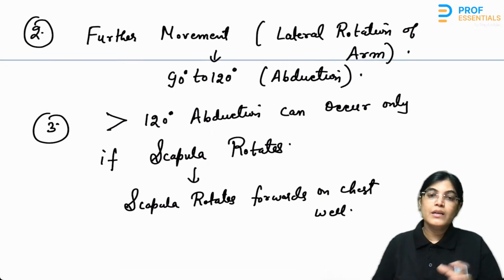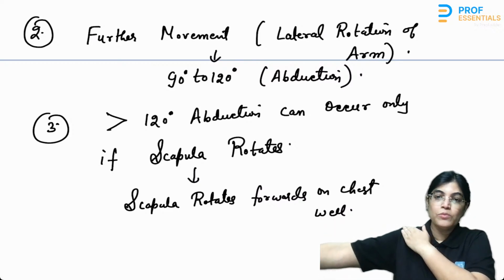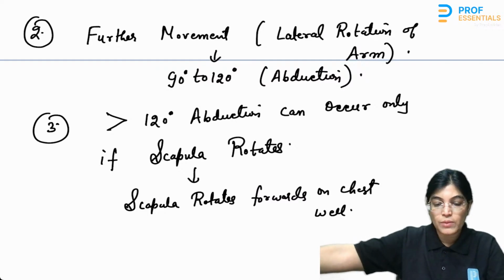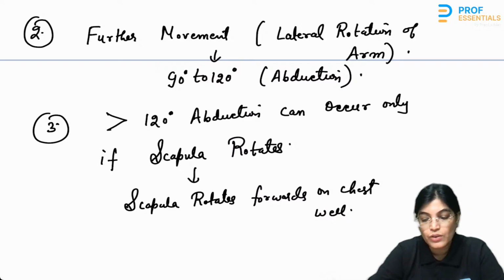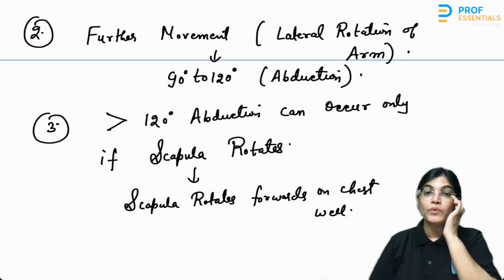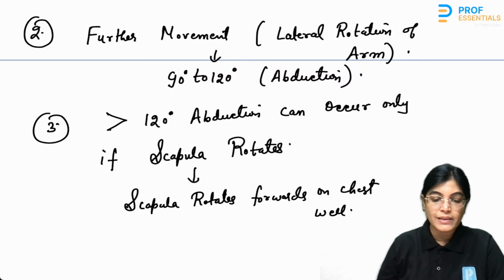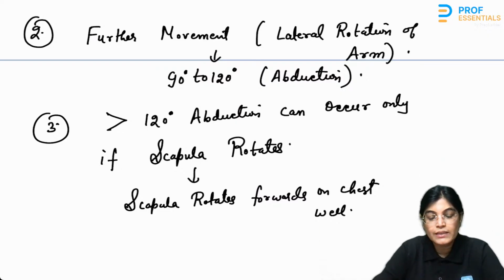So till 90 degrees, the whole range at the glenohumeral joint is filled, and impingement of the greater tubercle happens beyond 90 degrees. After that, lateral rotation of the arm takes place, and after lateral rotation, for abduction greater than 120 degrees to be possible, the scapula rotates forward, so that the whole 180 degrees of abduction is possible. So basically the rhythm has to be maintained. So basically there is a rhythm.